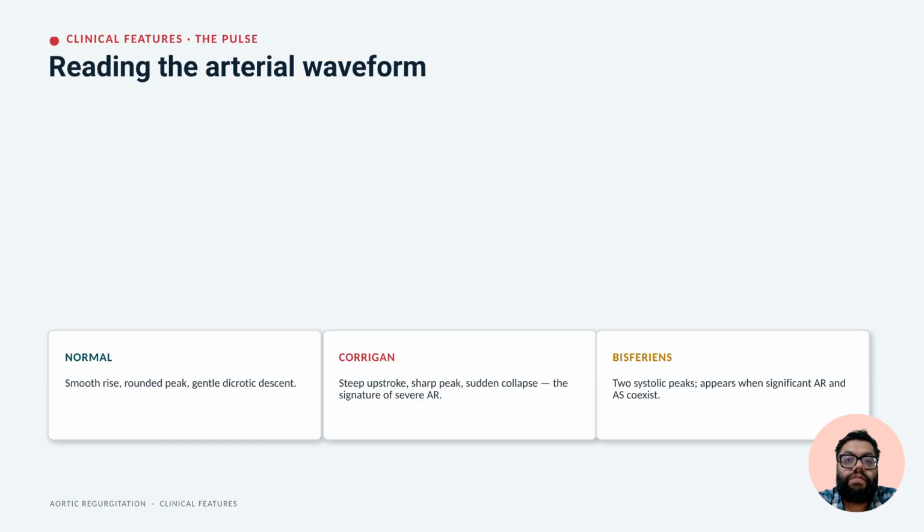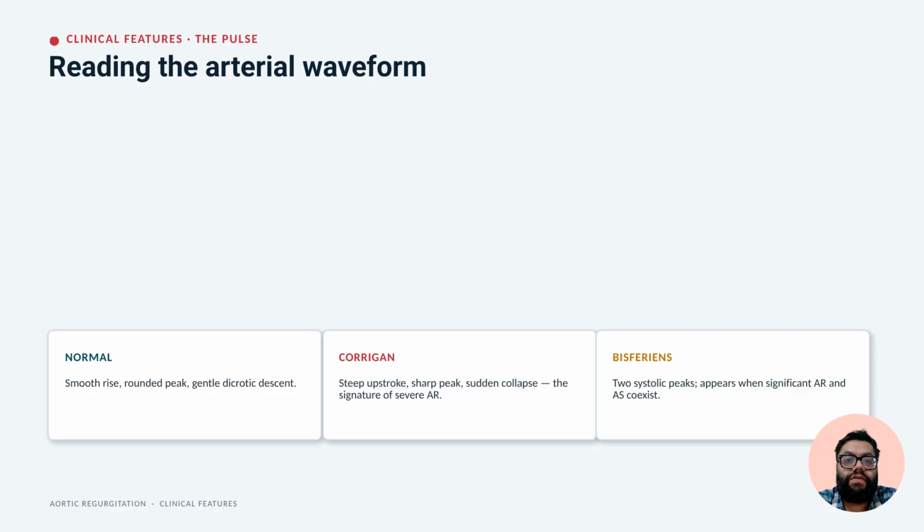Put your fingers on the pulse and let the waveform tell the story. The teal trace on the left is normal: a smooth rise, a rounded summit, and a gentle descent interrupted by the dicrotic notch. The crimson trace in the middle is the one that matters in aortic regurgitation, the Corrigan or water hammer pulse. The large stroke volume throws the pressure up steeply to a sharp peak, and then the rapid runoff, half of it leaking back into the ventricle, lets it collapse just as abruptly.